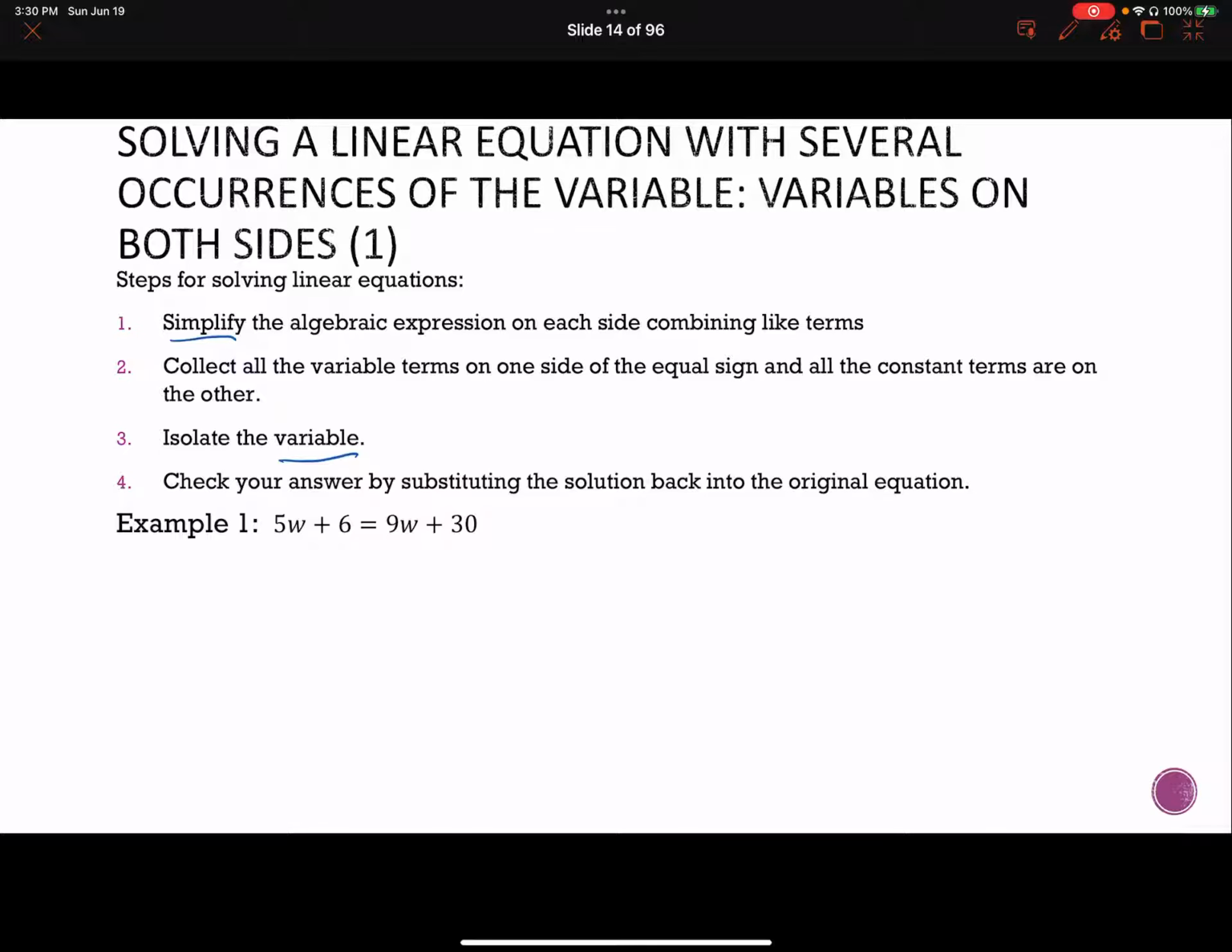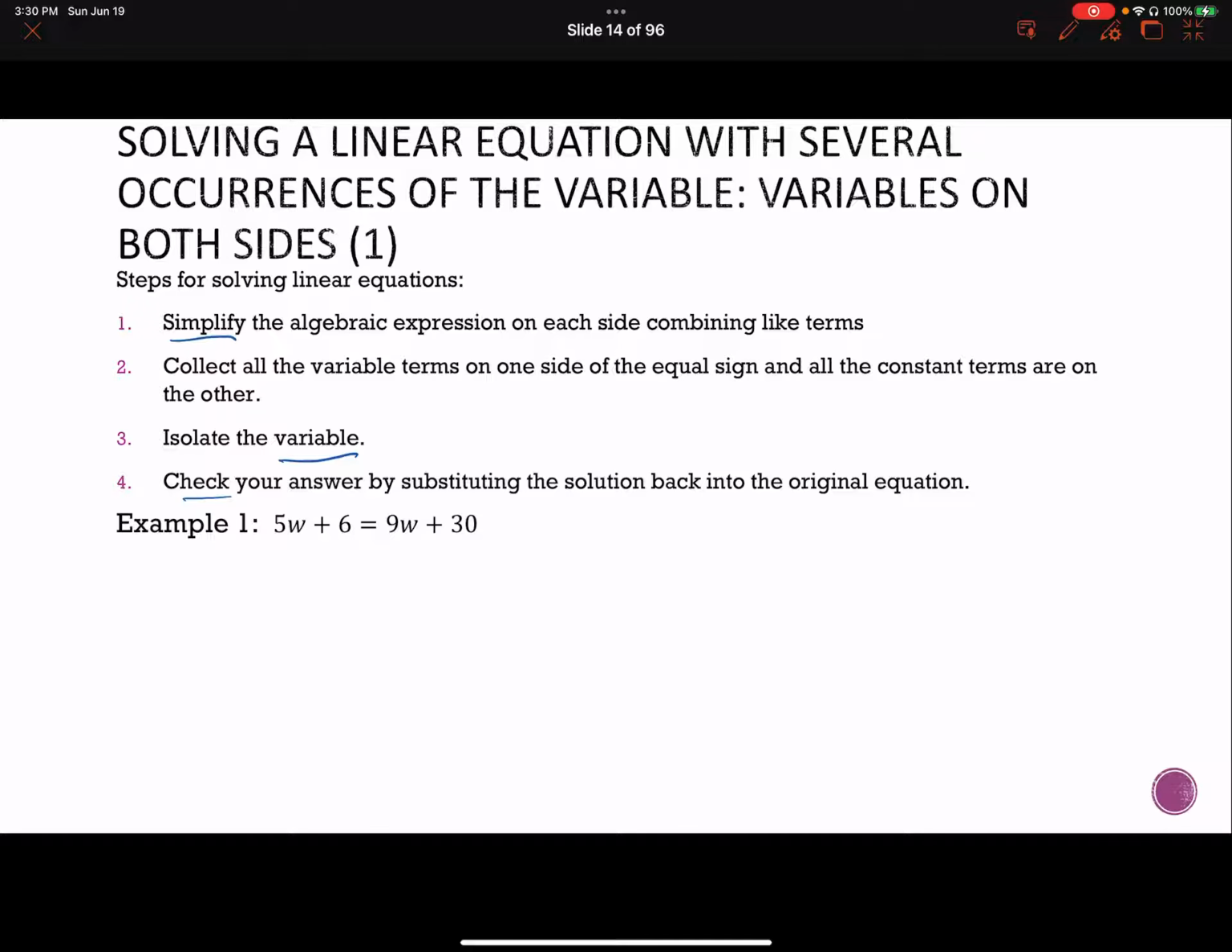Remember, we like our x's, well, in this case, they're w's, but we like our x's lonely. And then we need to check our answer by substituting the solution back into the original equation. This is really important, especially on exams or quizzes, high stakes points where we can't afford to make a mistake.